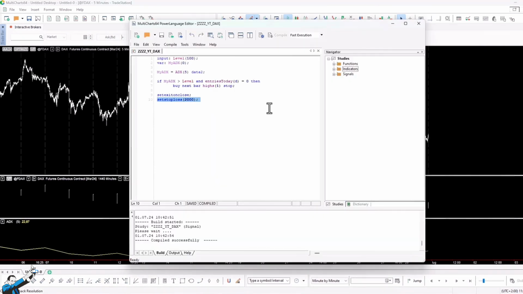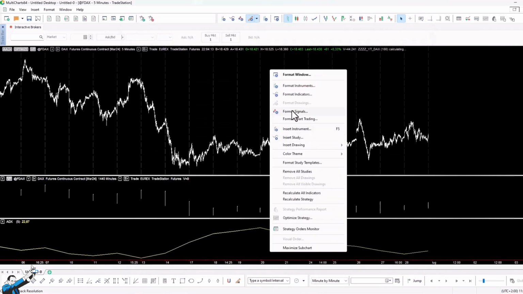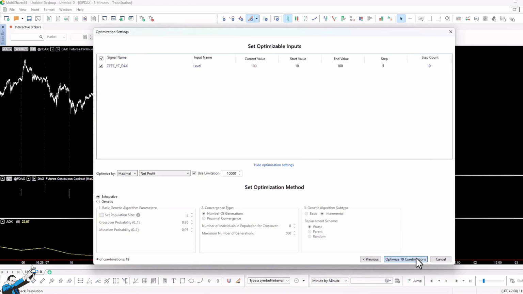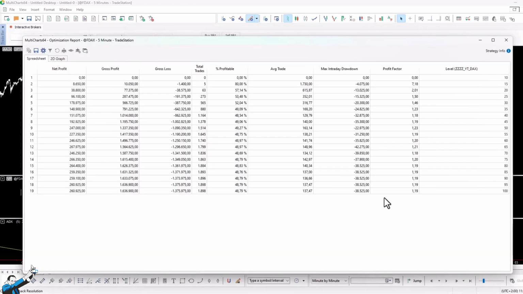Instead of entering a position if ADX is above a certain threshold, let's try entering if ADX is below a certain threshold. Let's compile the script and start the optimization again using the same settings as before. And now you can see the results are entirely different and definitely much better. Most average trades are now above $100 to $130, while the drawdown values are certainly lower than before.